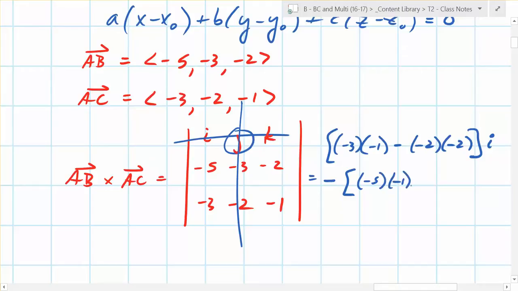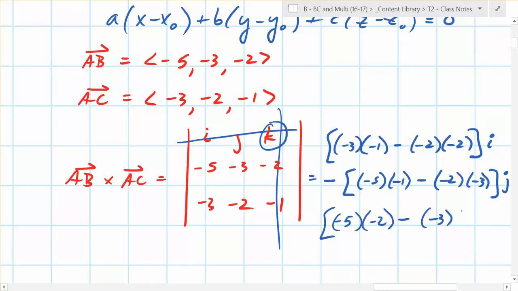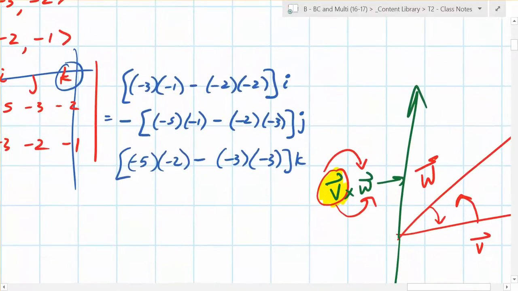-5 times -1 minus what? -3, and that's times what? J. And then I have parentheses. I'm going to erase this again. Set up the next one. Here, that one goes away, and what am I left with? -5 times what? -2 minus -3 times. Is it really easy to get these wrong? Absolutely. I'm going to do these real careful.